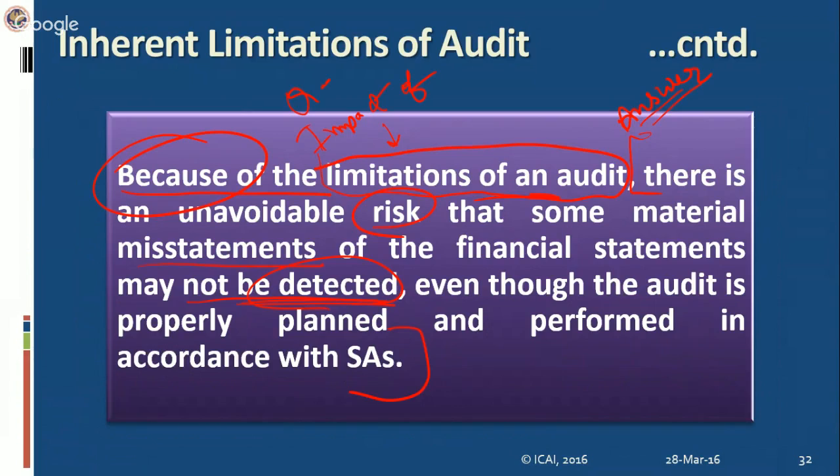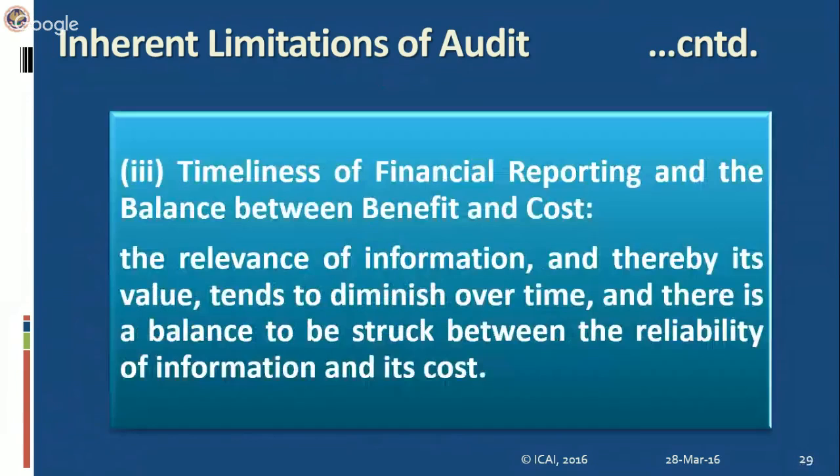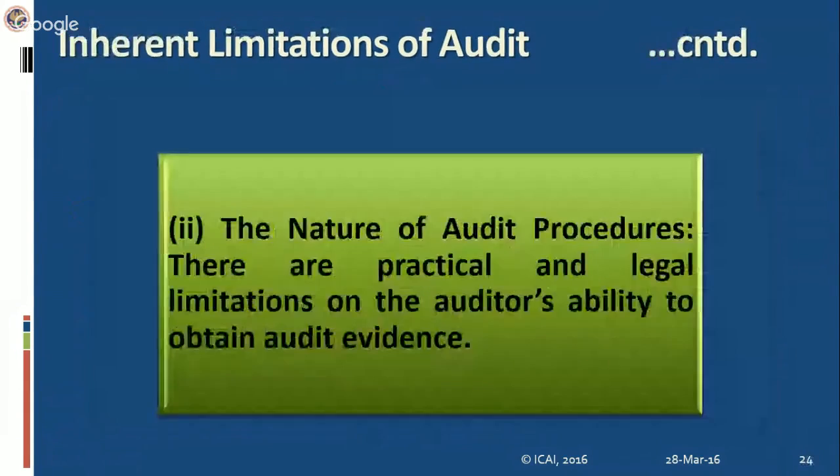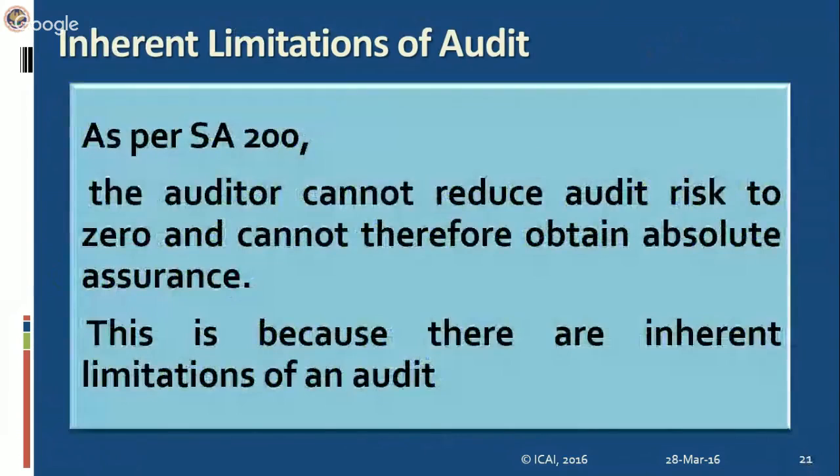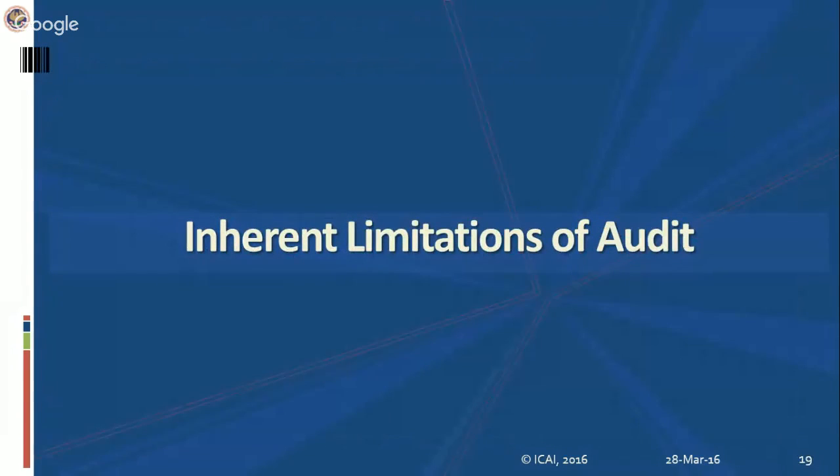Yes, there might be some question asked in the examination on what is the impact of inherent limitation on an audit. Then you can answer: yes, there is an unavoidable risk that some material misstatement of the financial statements may not be detected. This is the impact of inherent limitation of an audit, even though the audit is properly planned or performed in accordance with the Standards on Auditing. Students, for revision purpose, Preeti will take you through the entire topic in just a visionary manner. Yes, inherent limitations of audit.